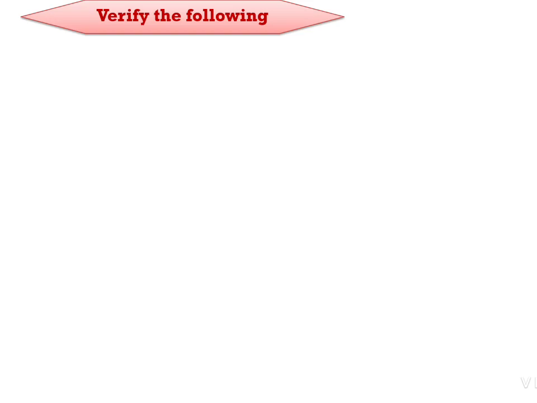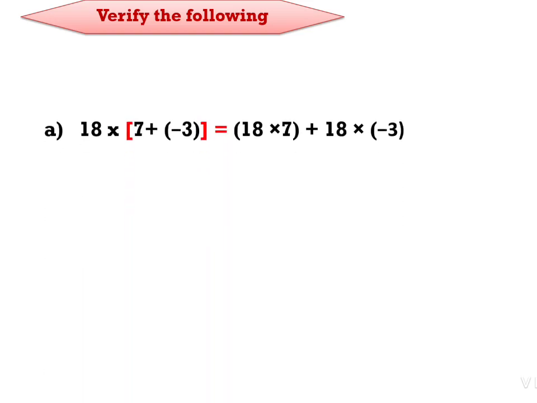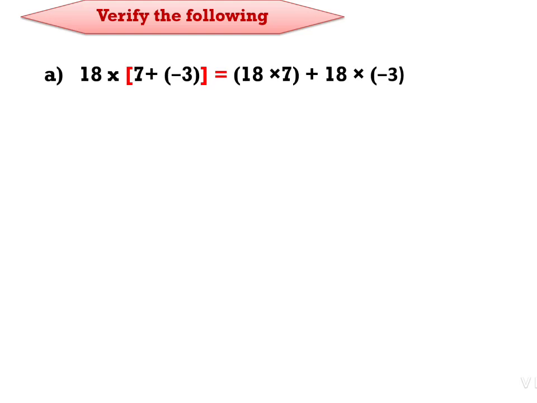Okay, first question: verify the following. 18 into (7 + -3) equal to 18 into 7 plus 18 into -3. First, the left side, 18 into (7 + -3). We do the left side first. 7 plus -3, addition of a positive and negative number, is 4. 18 into 4 is 72.